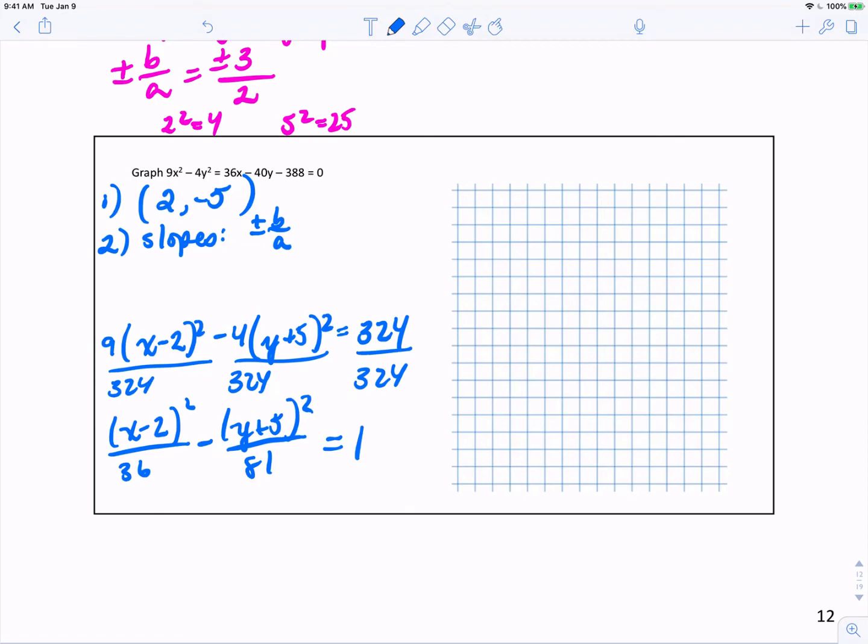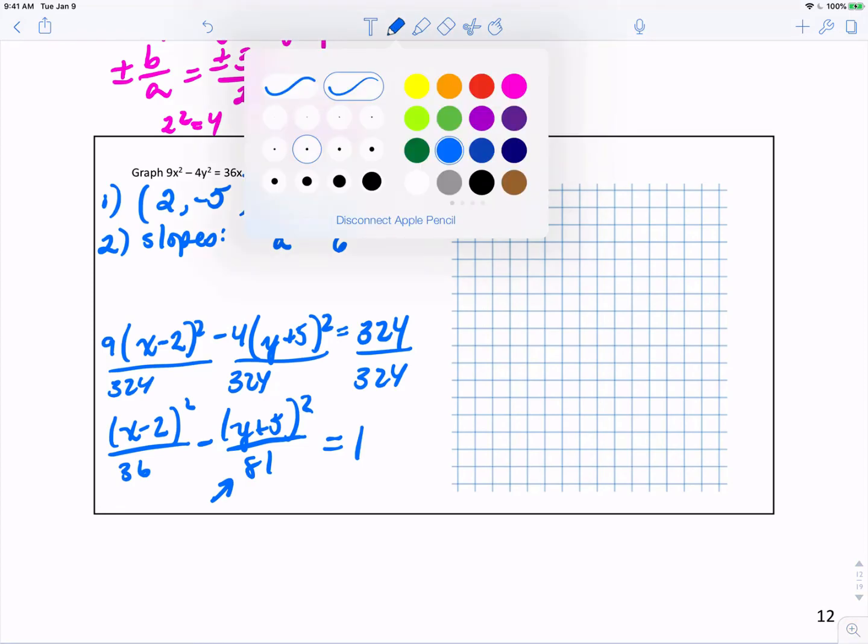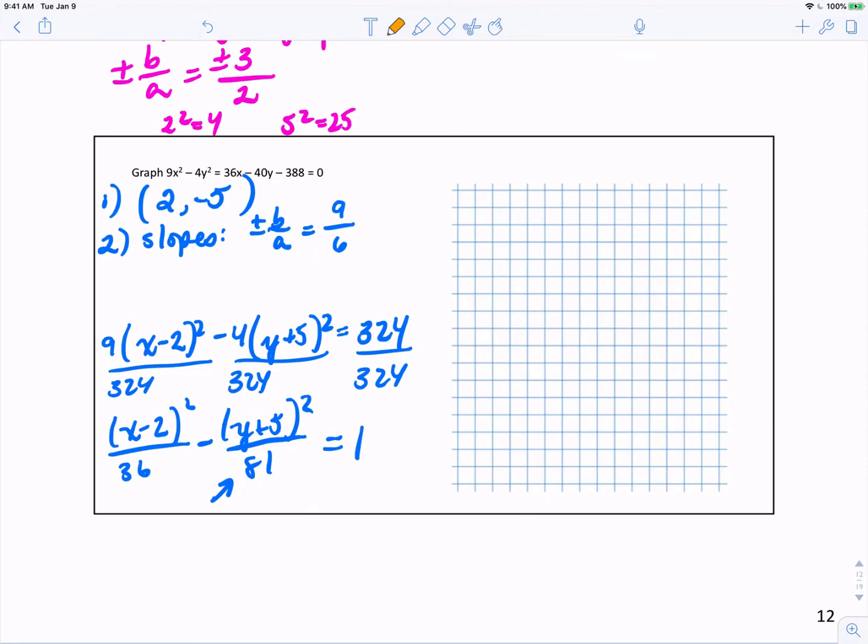All right, so let's go ahead and check. The slopes of the asymptotes, remember b is always the square root of the number under the y term, so it's plus or minus 9 over 6. So our center, we might not have enough room to graph this one on this little sheet of graph paper. We'll see. All right, so the center is going to be at 2, -5. The slopes of the asymptotes are plus or minus 9 over 6.